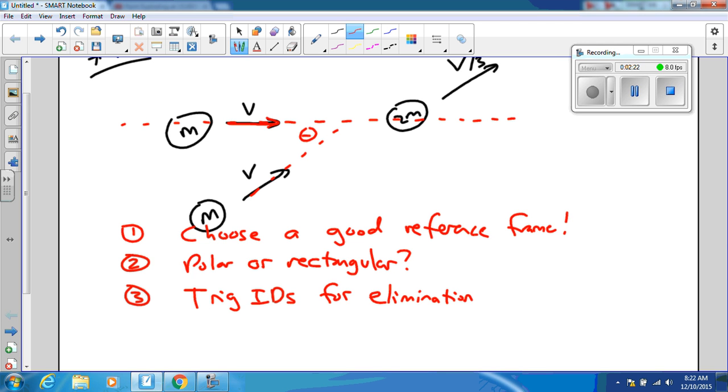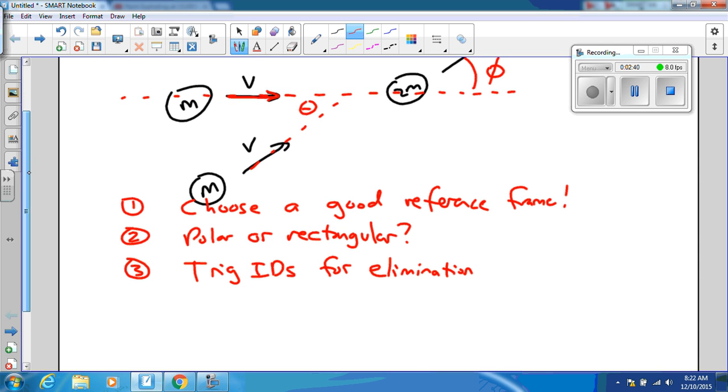This velocity vector is going to be at some angle theta, and this velocity vector is going to be at some different angle. Let's call that angle phi. Sure, why not? So this is part of choosing a good reference frame, is rotating the problem so that it becomes at least a little bit simpler.